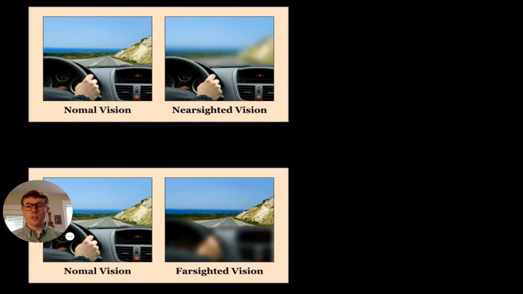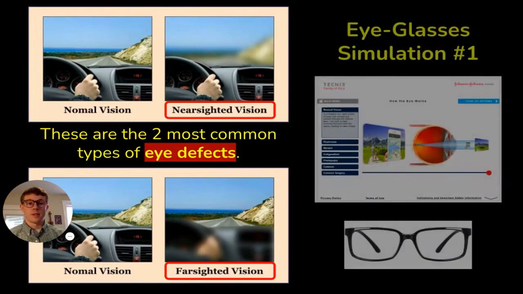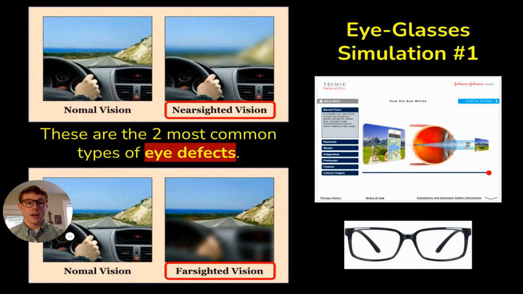Here are images of normal vision and nearsighted vision and farsighted vision. You might have heard these terms before when people talk about when they need glasses. Someone could be nearsighted or they could be farsighted. In either case, they might need glasses. Okay, so these are the most common types of eye defects. So these are defects that happen in our eyes that don't allow us to see perfect 20/20 vision. So here we're going to take a look at an eyeglass simulation to see what it's like to have eye defects. So I'm going to open this up.